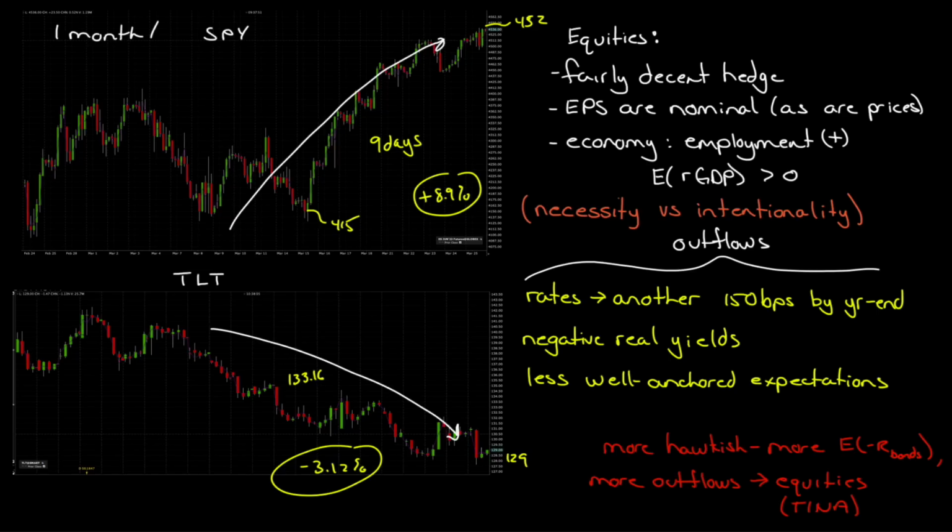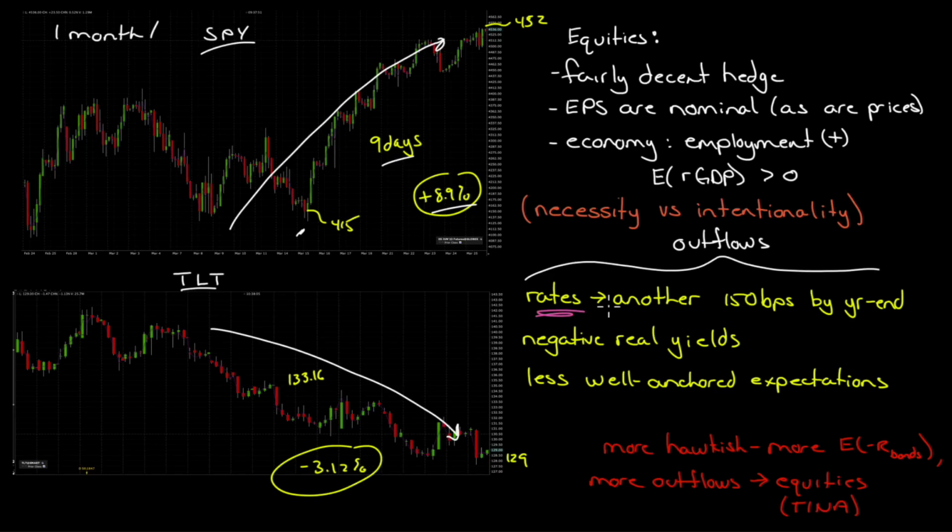Okay, let's contrast a 1 month chart of SPY with TLT. TLT being a proxy for the bond market, near enough proxy for the bond market. So SPY from 415, this was 2 weeks ago, 415 up to 452. This is in 9 days, rallied 8.9%. 415 to 452 is 8.9% on the 415. TLT over that same period, 133.16 down to 129, dropped 3.12%.